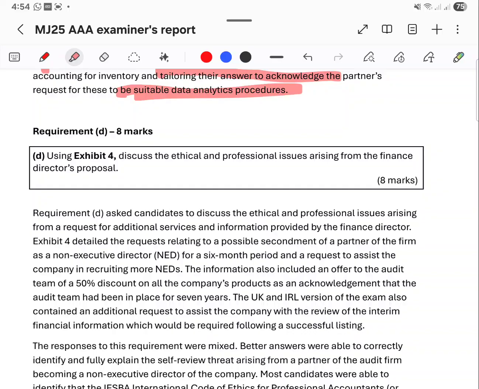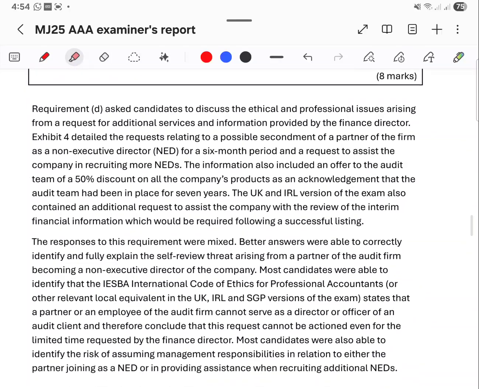Discuss the ethical and professional issues arising from the finance director's proposal. This required candidates to discuss the ethical and professional issues arising from a request for additional services provided by the firm. So, detail the request relating to the possible secondment of a partner of the firm as a non-executive director for a 6-month period, and a request to assist the company in recruiting more NEDs.